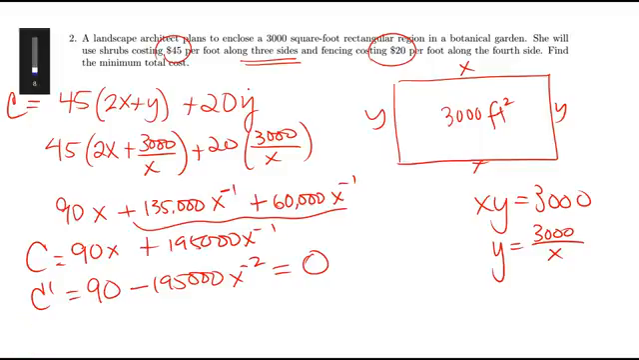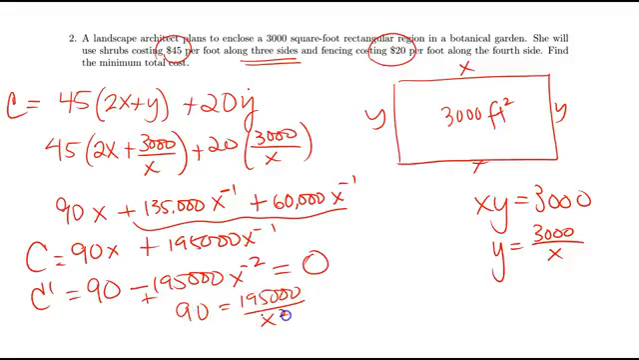All right, so we got to the point where we took the first derivative and we're setting it equal to 0 because we want to minimize the total cost. So I'm going to add this to both sides, and I get 90 equals 195,000 over x squared. I'm going to move that x squared from the denominator. And now I'll cross multiply.